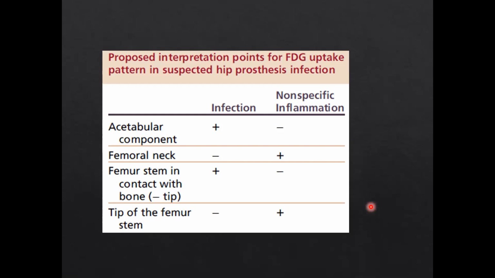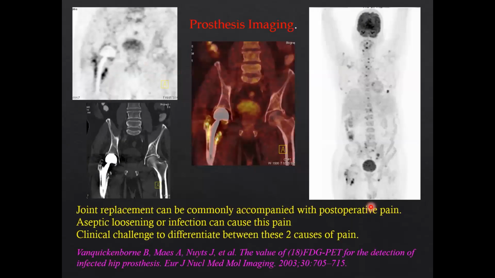So coming to prosthesis imaging, this was a femoral prosthesis. Patient joint replacement can commonly be accompanied by post-operative pain, but aseptic loosening or infection can be the cause of pain, and the clinical challenge is to differentiate between these two causes of pain. So loosening is a different entity and infection is a different entity. Loosening can be there without infection, and infection means there is some sort of activity, bacterial or viral, going on.